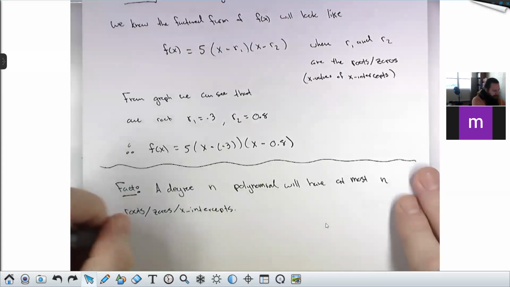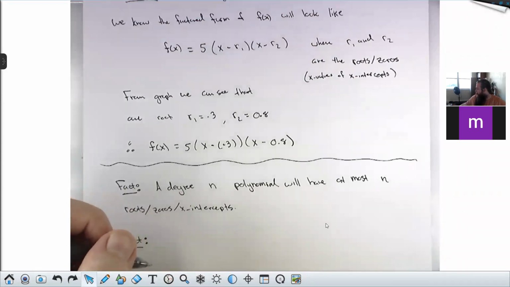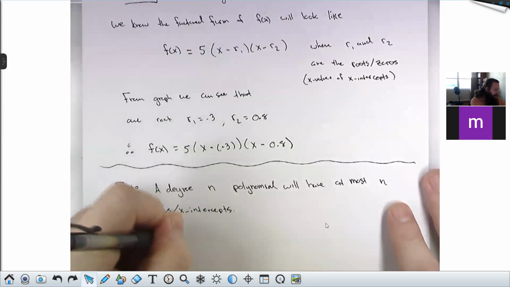Another fact. Hammy, no, Bubba, calm down. It's all right. So another fact here along this same line is a degree n polynomial.